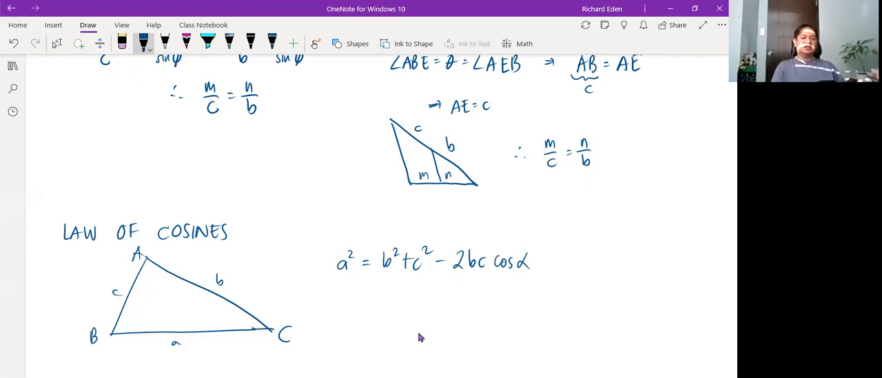So what happened here is the right side is totally in terms of b and c. And how is alpha related to them? Alpha is the included angle. When we say included angle between two sides, or the included angle of two sides, it's an angle between them.